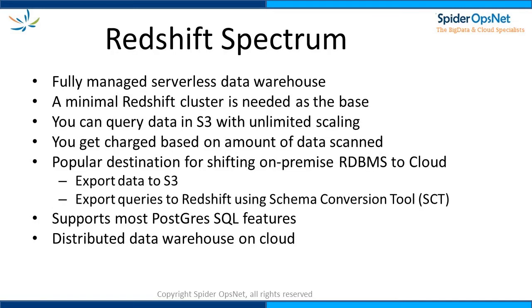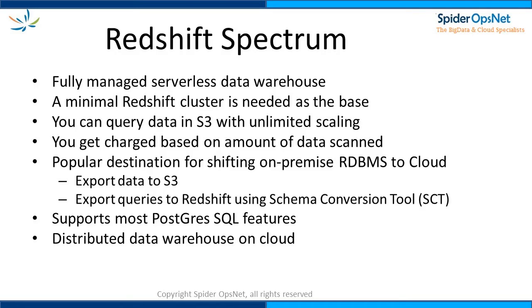Redshift Spectrum is an extension of Redshift and is a fully managed serverless data warehouse. It is not totally serverless as it needs a minimal Redshift cluster to run the queries. You can query exabytes of data stored on S3 with unlimited scaling. AWS will provision as many servers as required to run the query and return the results. Like Athena, you are charged based on the amount of data scanned. There will be some latency as the servers need to be provisioned to run the query.